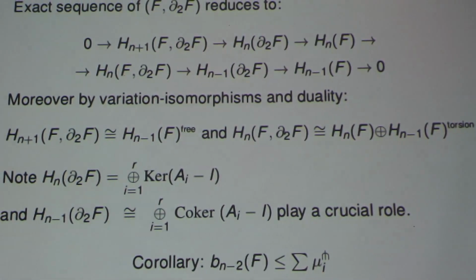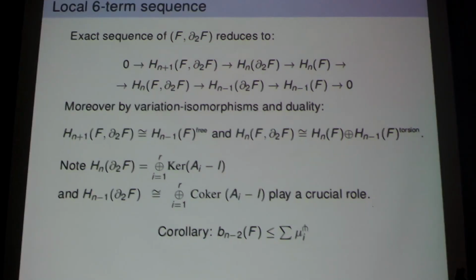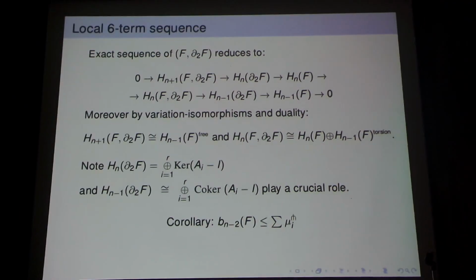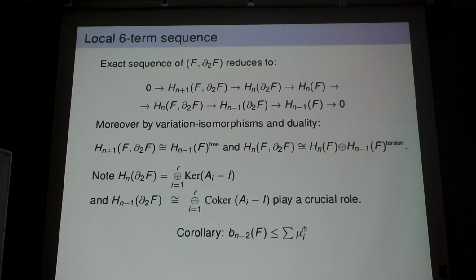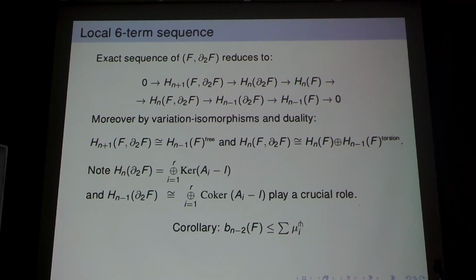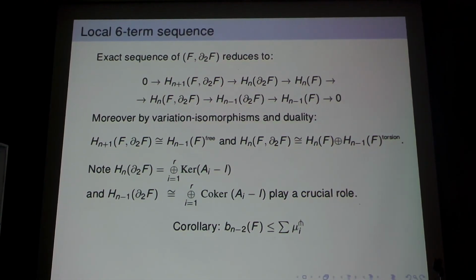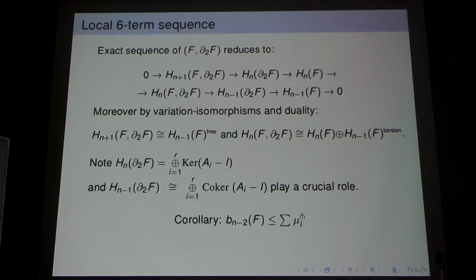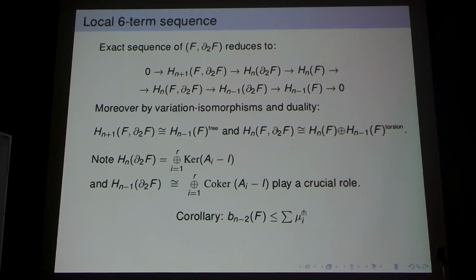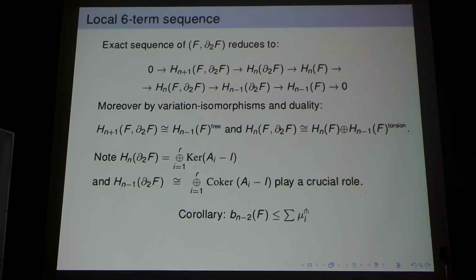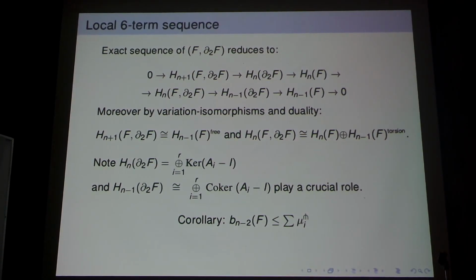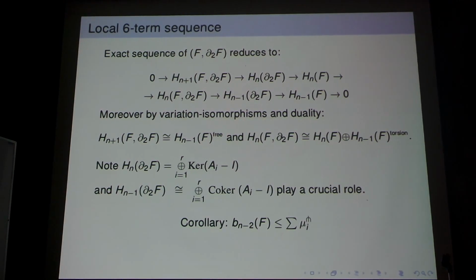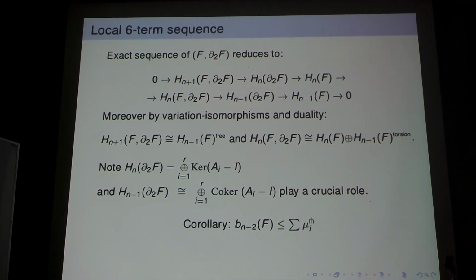That is, the middle minus 1 Betti number is less or equal than the sum of the transversal Betti numbers. And that's something which is more than some people expect. So mostly these Betti numbers come with a multiplicity of the singular set. And these are multiplicities. So, something to remember.